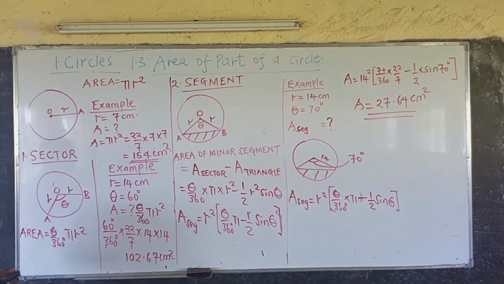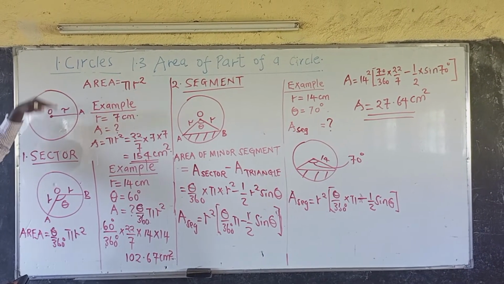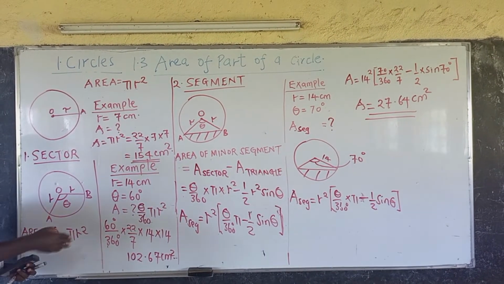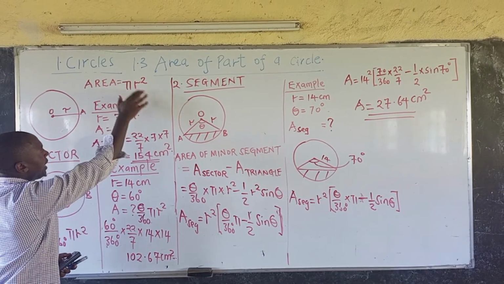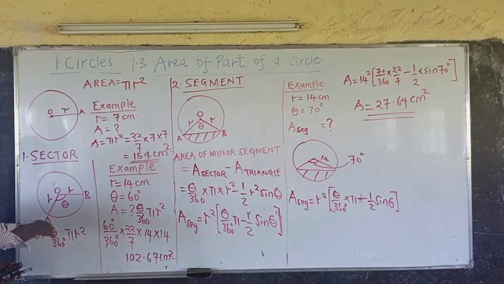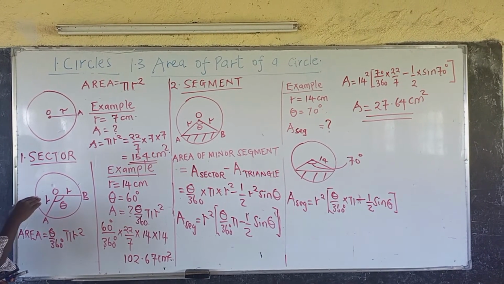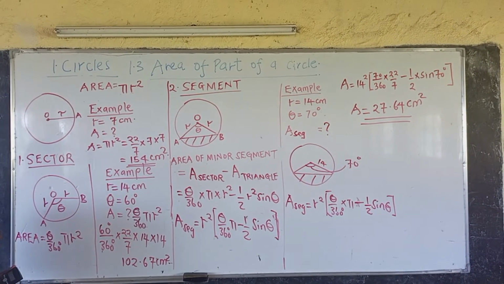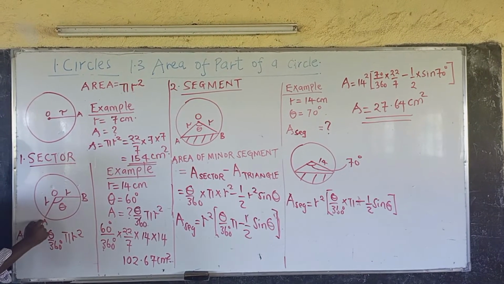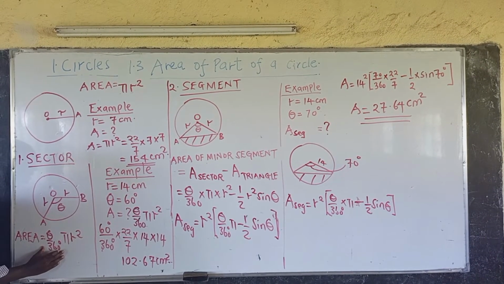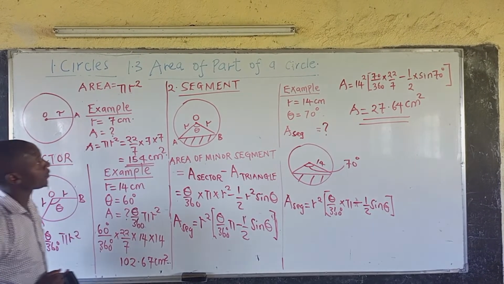So, in summary, this is what we have learned today. We have learned about the area of part of a circle. We began by finding the area of a circle, and we said the area is pi r squared. And then we found the area of a sector. Remember, a sector is formed using the radii, and its area is a fraction of the circle, which is theta divided by 360, and you multiply that by the area of the circle.